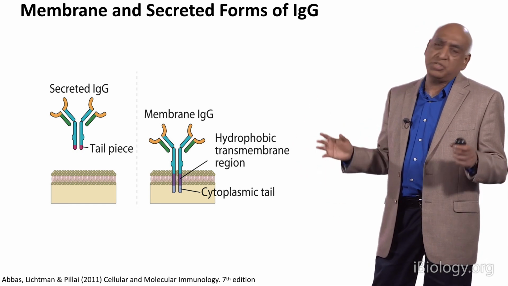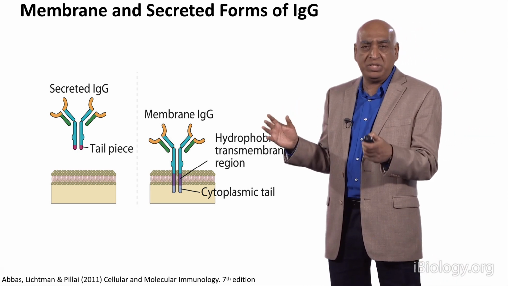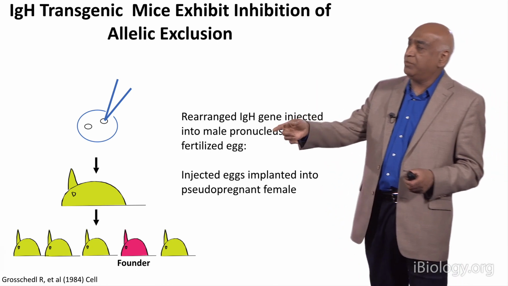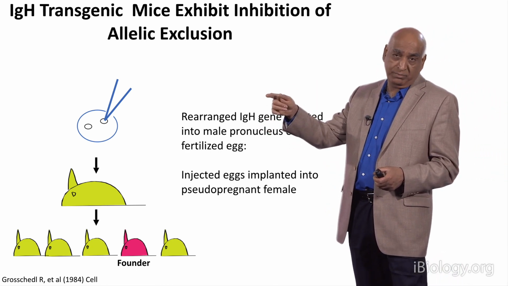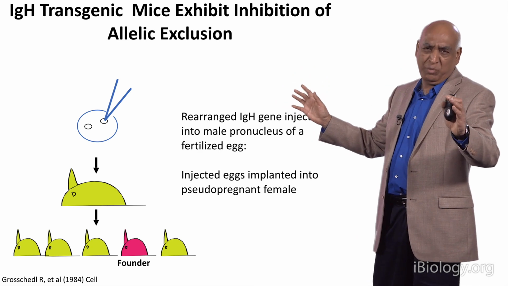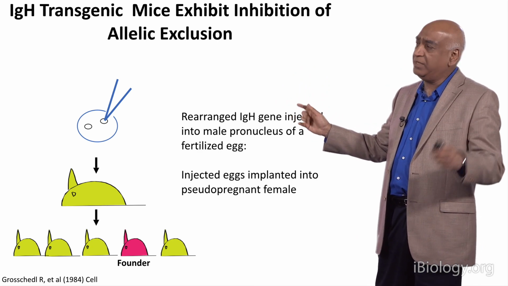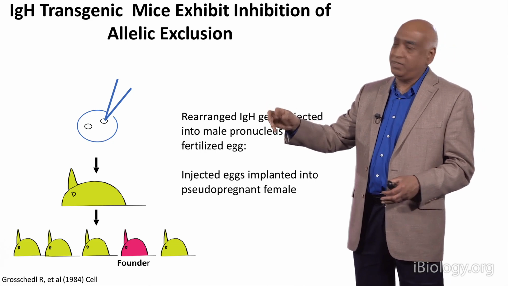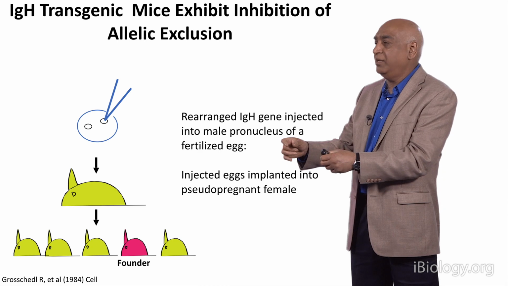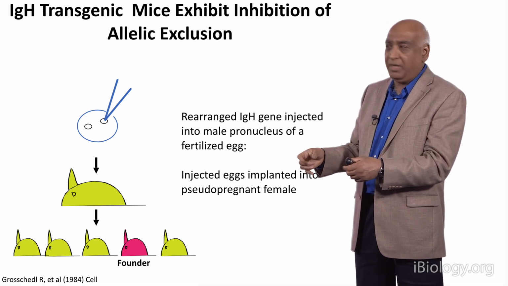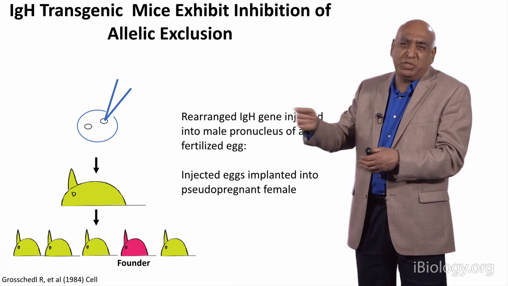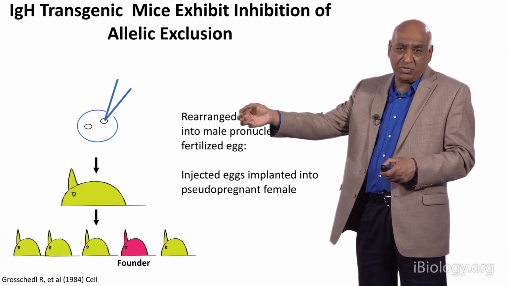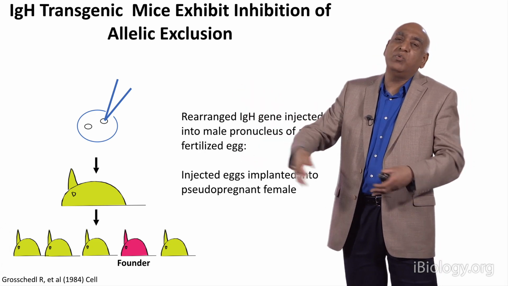Okay? So he just took the whole rearranged heavy chain gene, and he made a transgenic mouse. So here you have a heavy chain gene, a whole heavy chain gene capable of making both the membrane and secreted form, injected into the male pronucleus of a fertilized egg. This is put into a pseudo-pregnant female. Then the female has pups, and the founder is the pup which actually carried the transgene. Not everyone would be lucky. Not every cell would actually carry the transgene. And then the founder was bred.